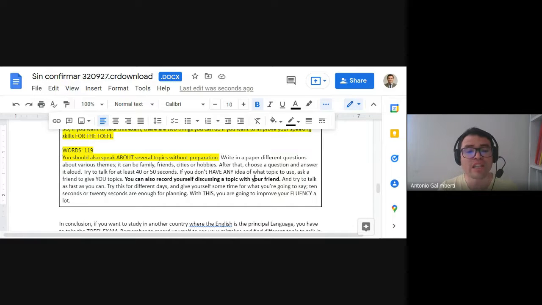Try to talk for at least 40 or 50 seconds. If you don't have any idea of what topic to use, ask a friend to give you topics. You can also record yourself discussing a topic with your friend and try to talk as fast as you can. Try this for different days and give yourself some time for what you're going to say. 10 seconds or 20 seconds are enough for planning. With this, you're going to improve your fluency a lot. Okay, here I would say your fluency for the TOEFL.